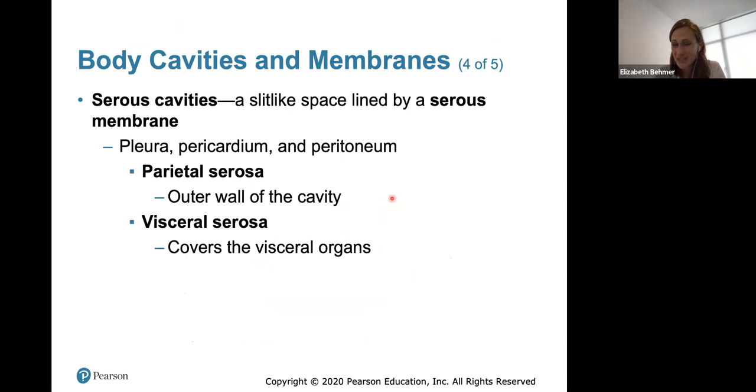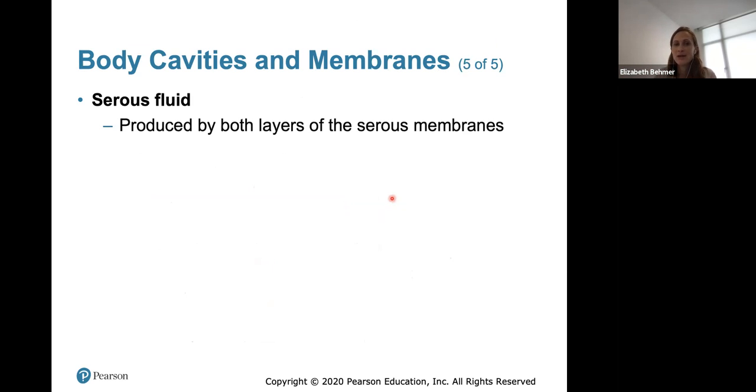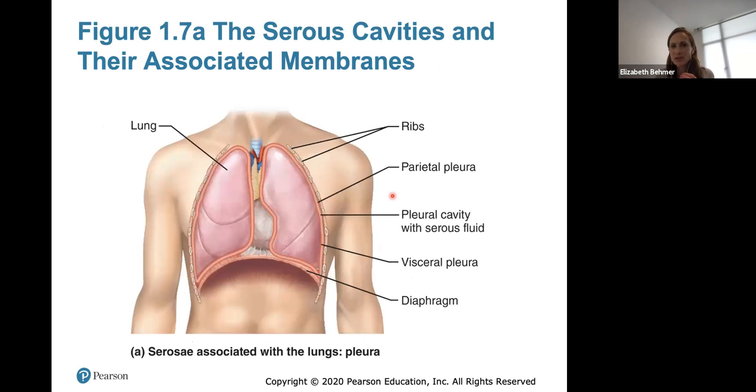Then we have serous cavities, which are slit-like spaces lined by serous membrane that's made up of a parietal serosa, which is the outer wall of the cavity, and the visceral serosa, which covers the visceral organs. The serous fluid is produced by both layers of the serous membranes to help reduce friction and to provide some more protection for the organs below them.